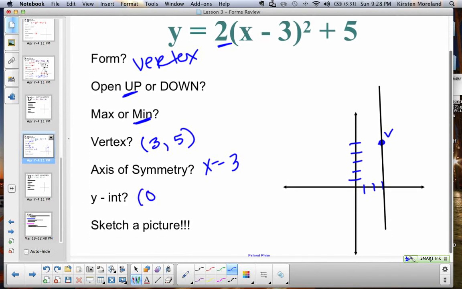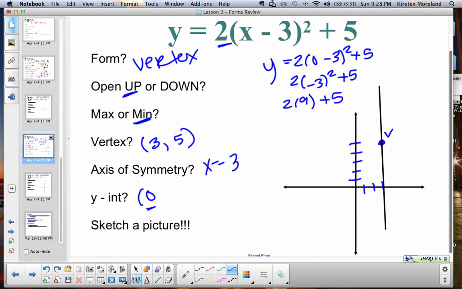So the last thing I need to do is find the y-intercept. Again, the y-intercept is really when x is 0. So I'm just going to take the equation up here and plug in 0 for x. So I get 2 times 0 minus 3, which is negative 3 squared, plus 5. I square first, so that's 9. Then I multiply, and then I add, so my y-intercept is at (0, 23). So again, what's nice about having this thing here is I can just roughly say that's 23, because I want to make it 23.